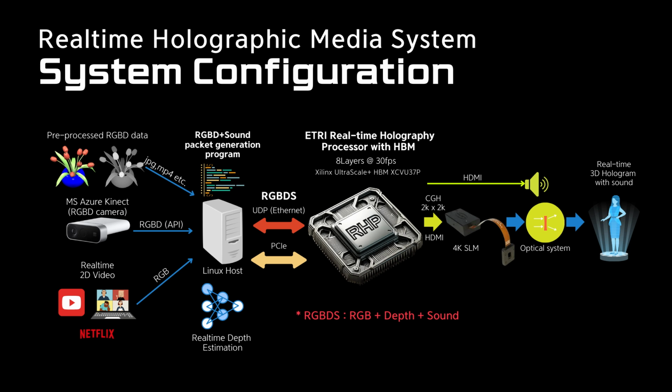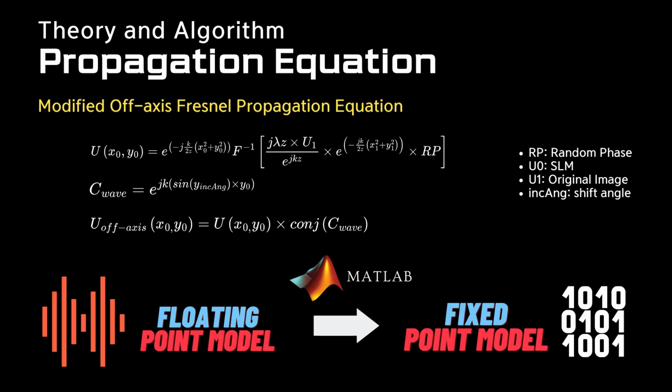RHP implemented a volume hologram by applying a layered algorithm. It is displayed in 8 different positions in a holographic reproduction optical system. First, let's look at the theory and algorithms applied to RHP.